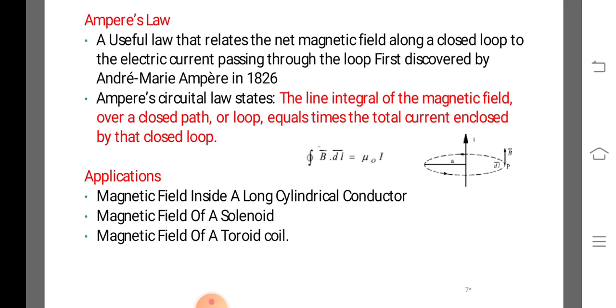A useful law that relates the net magnetic field along a closed loop to the electric current passing through the loop was first stated by Andre Marie Ampere in 1826. Ampere's circuit law states that the line integral of the magnetic field over a closed path or loop equals the total current enclosed by that closed path. It has some applications: the magnetic field inside a long cylindrical conductor, the magnetic field of a solenoid, and the magnetic field of a toroid coil.